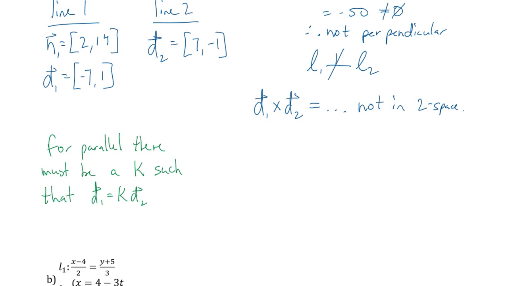So D1 is equal to -1 times D2, right? So in other words, k equals -1. Therefore, L1 is parallel to L2.